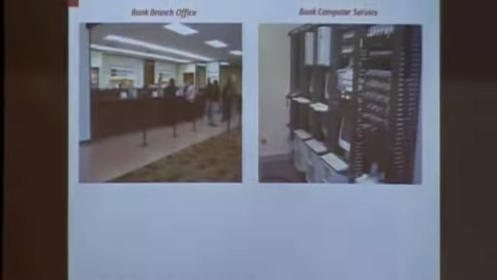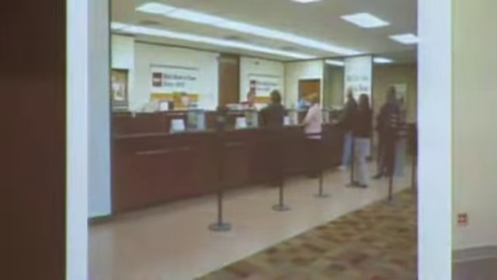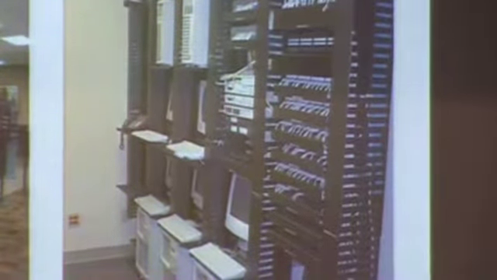When I'm talking about blind spots, I want to start by talking about a bank. There are some people here that represent banks or financial institutes. There are some. Okay, so this is a bank. You will find physical branches. You will also find their computer servers. By the way, there's a lot more money on that side.